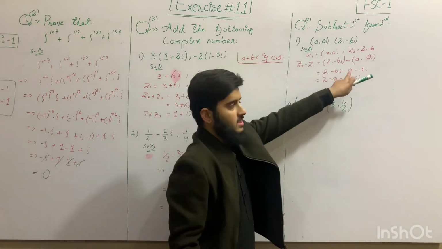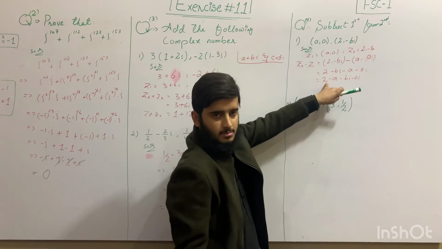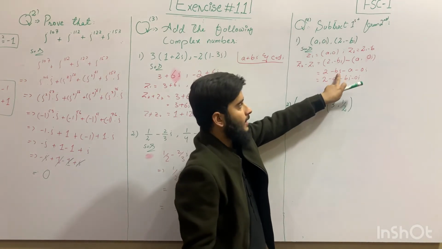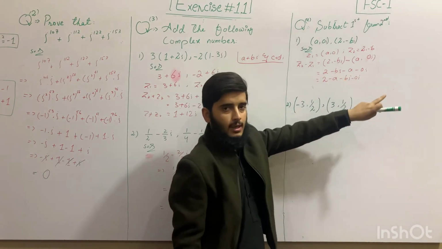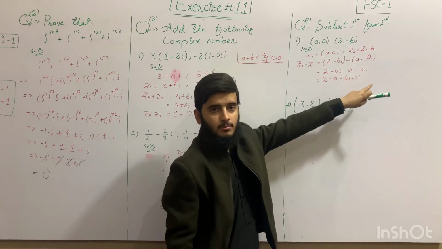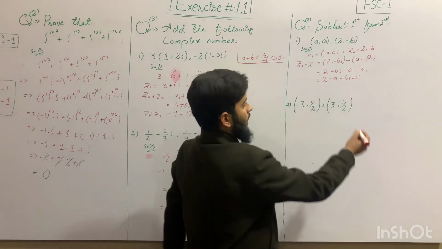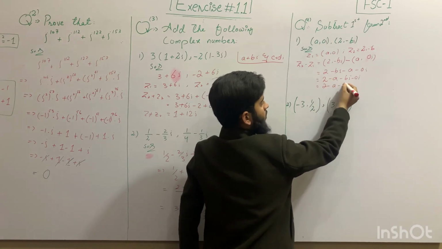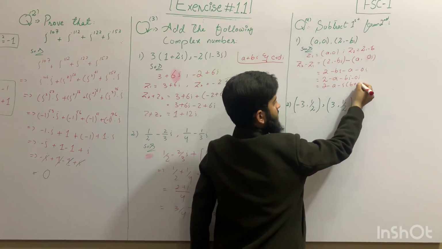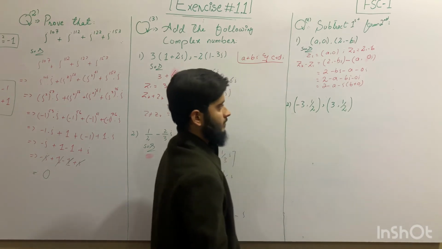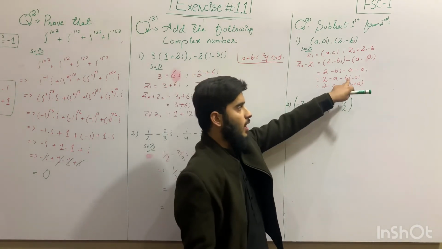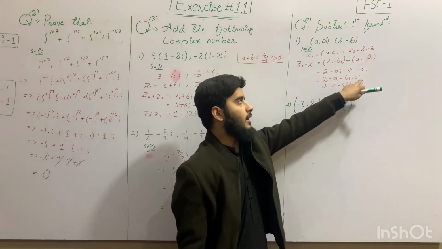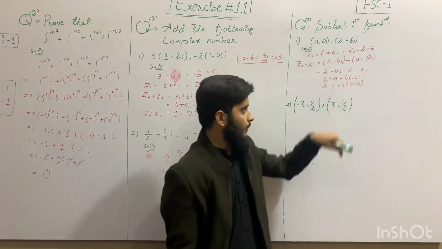The constant term must be subtracted from the constant term, and the term which contains iota must be subtracted from the term having iota. So take iota common: 2 minus A, and iota common, so minus B minus 0. This is the answer. If I take minus common, I will be left with only B, and with iota common, I will be left with only 0.